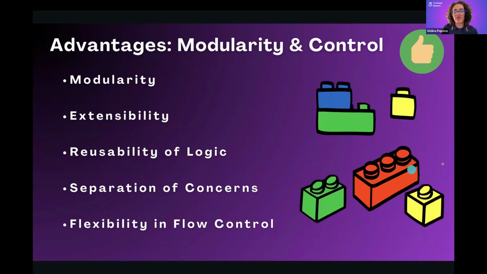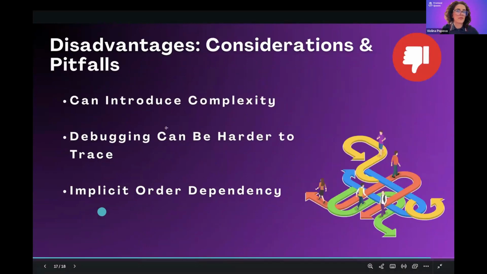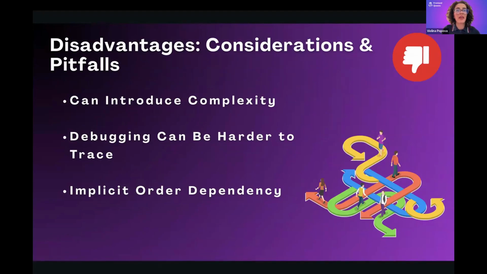Now let's see the disadvantages. The first is that it can introduce complexity. For very simple operations, a middleware pipeline might be an over-engineered solution, adding unnecessary overhead. Debugging can be harder to trace. When you have many layers of middleware, tracing the exact flow of data and understanding which middleware caused a particular issue can become challenging, especially if errors are not handled gracefully within the pipeline.